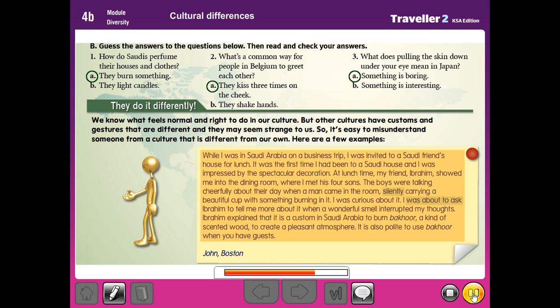I was curious about it. I was about to ask Ibrahim to tell me more about it when a wonderful smell interrupted my thoughts. Ibrahim explained that it is a custom in Saudi Arabia to burn bakur, a kind of scented wood, to create a pleasant atmosphere. It is also polite to use bakur when you have guests. John, Boston.